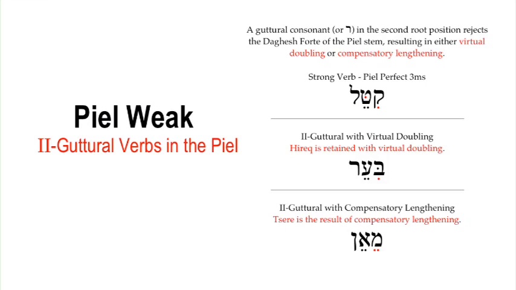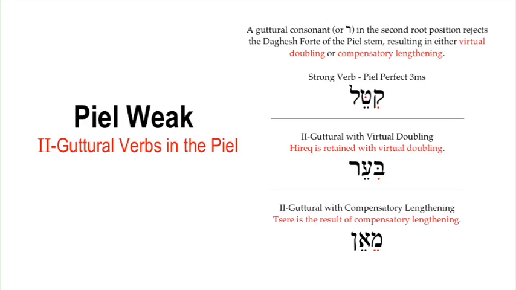Let's look at our screen again. A guttural consonant or resh in the second root position will reject the dagesh forte of the PL stem, and this will result in either virtual doubling or compensatory lengthening. Now we begin our first example with the normal strong verb in the PL stem, the PL perfect 3ms qittel. Here you have the hireq under the first root letter and the dagesh forte, diagnostic of the PL stem, in the second root letter.